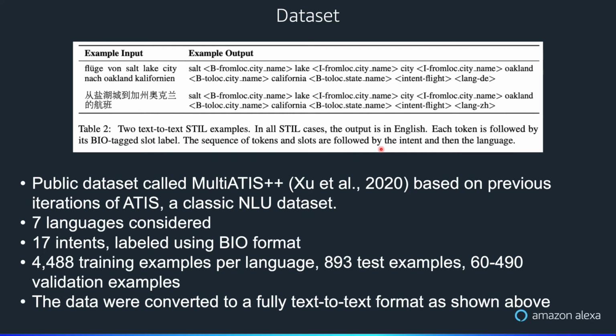So it's somewhat similar to the approach of T5 or some other papers. So basically you have your tokens, and then those are followed by the labels as part of the sequence, and all of that's followed by kind of special tokens for the intent and for the language.